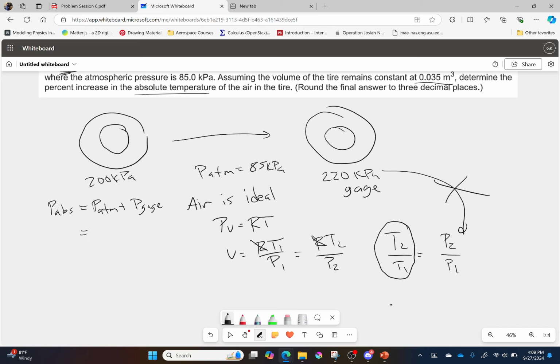And so if I do that for this first one, I get 285 kilopascals. If I do it for the second one, that's equal to 305 kilopascals absolute pressure. So then I can plug that in here. So I see that T2 over T1 is equal to 305 over 285. Let's see what that is in the calculator. 305 divided by 285, and it is equal to 1.07017.